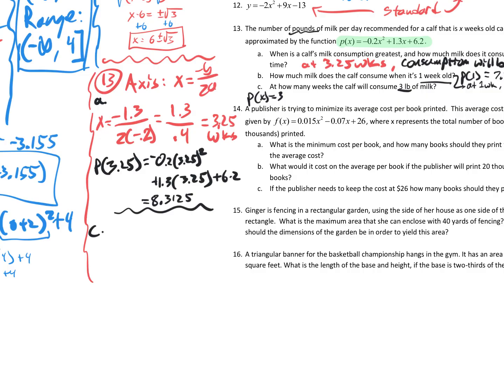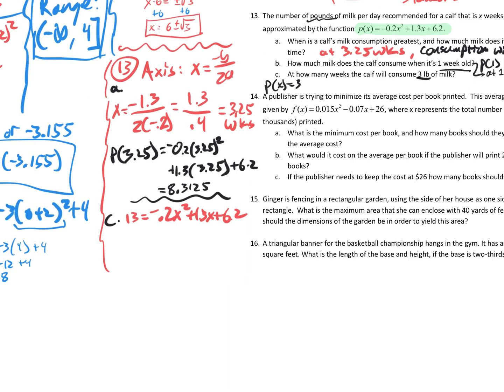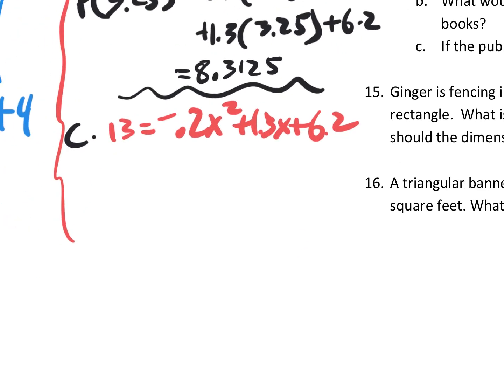So we're going to have 13 equal to negative 0.2x squared plus 1.3x plus 6.2. And now how do we solve this? Well, it's going to be the quadratic formula, so we've got to set it equal to 0. We're going to need to subtract 13 from both sides, and we'll have 0 equals negative 0.2x squared plus 1.3x, and 6.2 minus 13 is going to be negative 6.8.